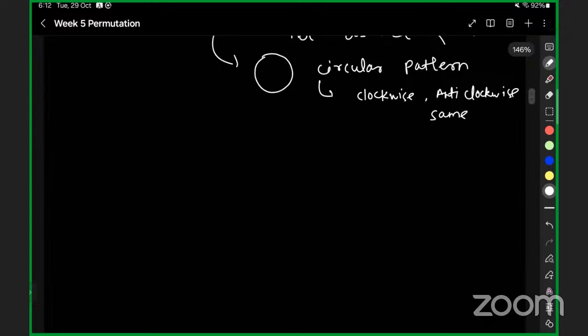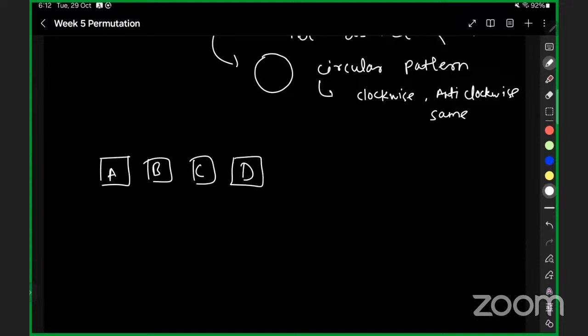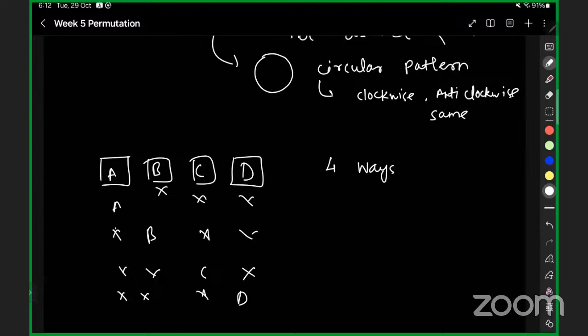So let's say you have four boxes, A, B, C, and D. If I tell you that you have to pick one, how will you do that? You can select A and not any of the others, or you can select B and not any of the rest, likewise C, and likewise D. So basically you can choose in four ways. Four ways to select a box.